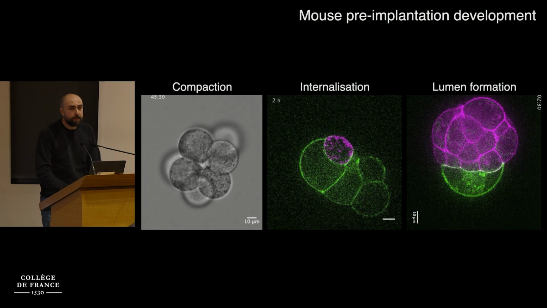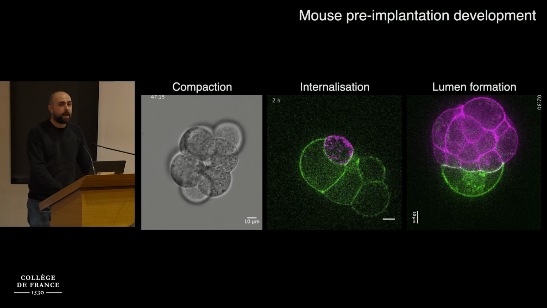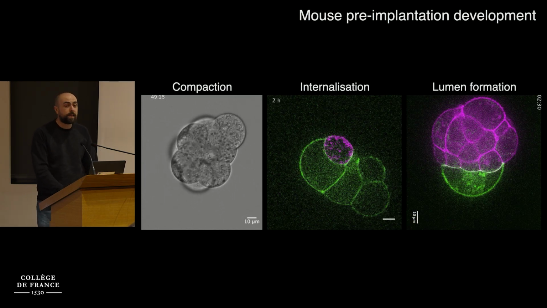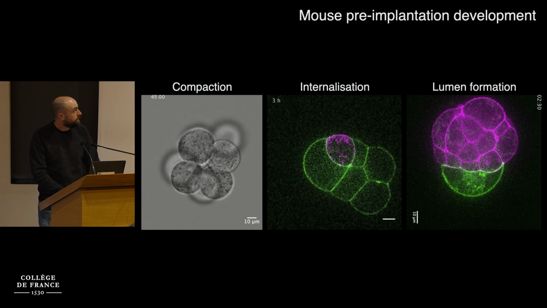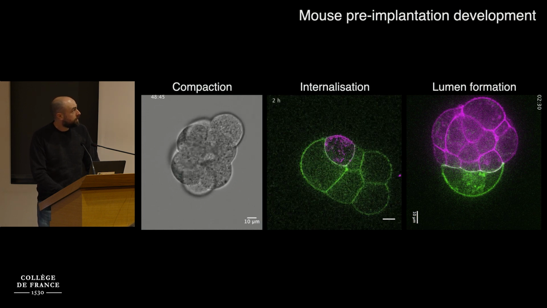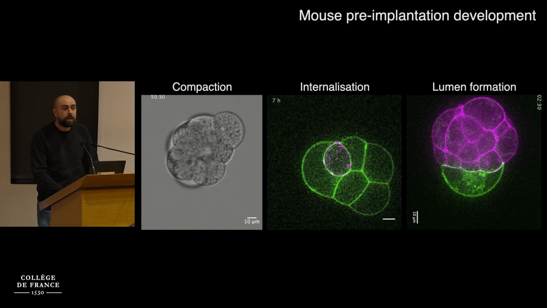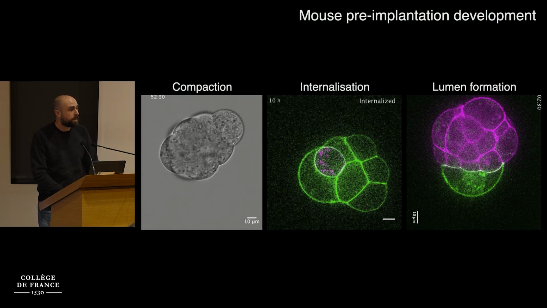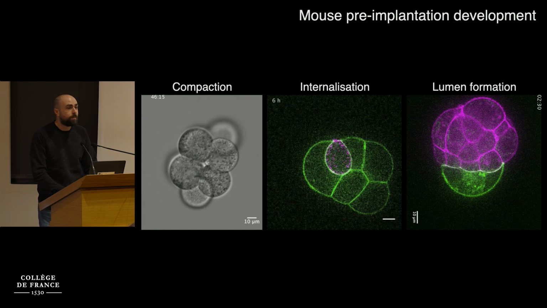The second step is the formation of inner cells and outer cells, and that is something which happens at the 16 cell stage in the mouse embryo. You can see this magenta cell, which is slowly going inside the embryo and is completely surrounded by its neighboring cells. It is no longer in contact with the outside medium.